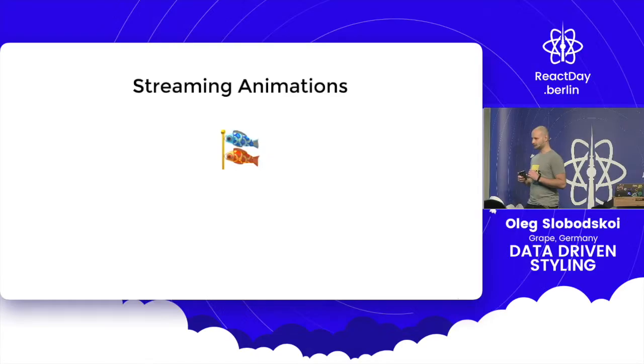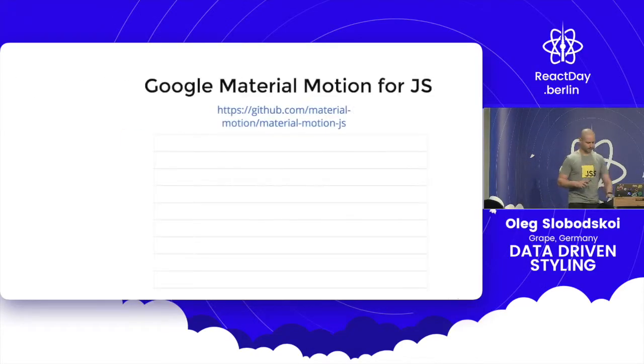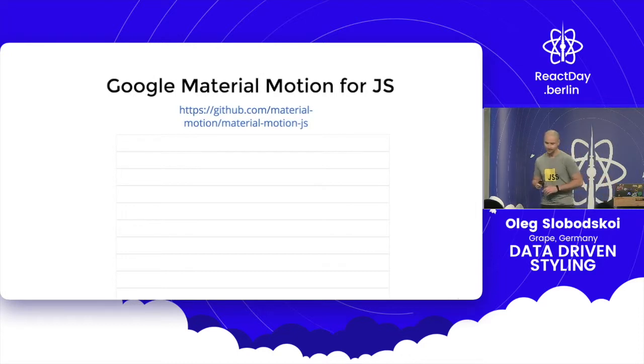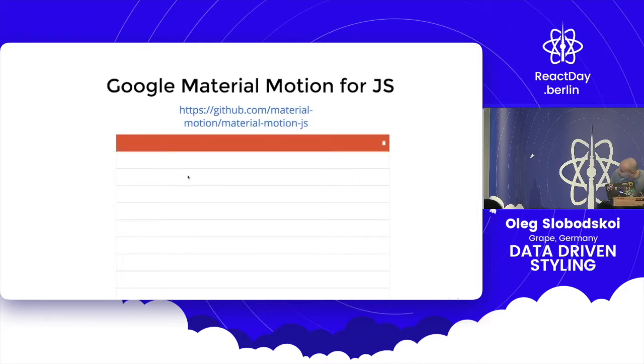Another kind of data-driven styling is streaming animation. And what I mean by this is, now I have to do a demo. Let's see if I hit. Can someone see my mouse? No, it's over there. Where's my mouse? Can you see my mouse? Yes. Yeah. So when I swipe this one, you see it now it's swiped.